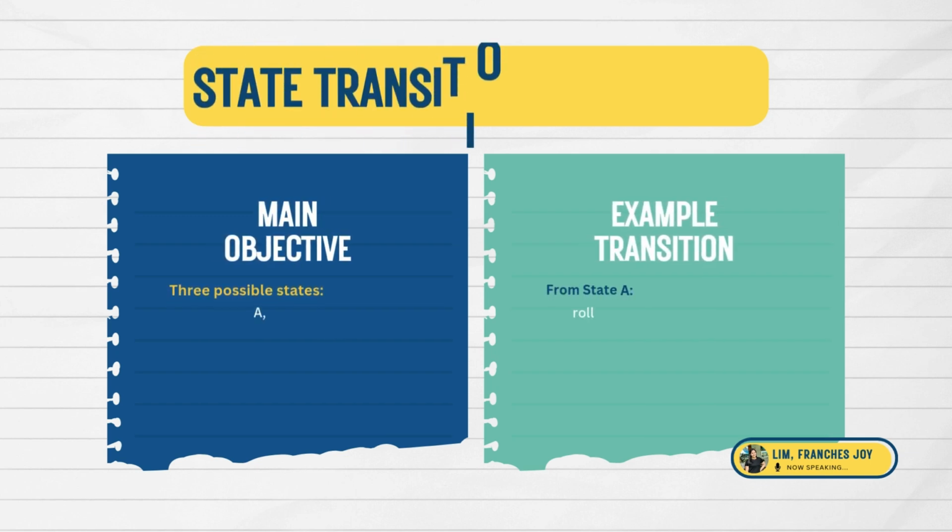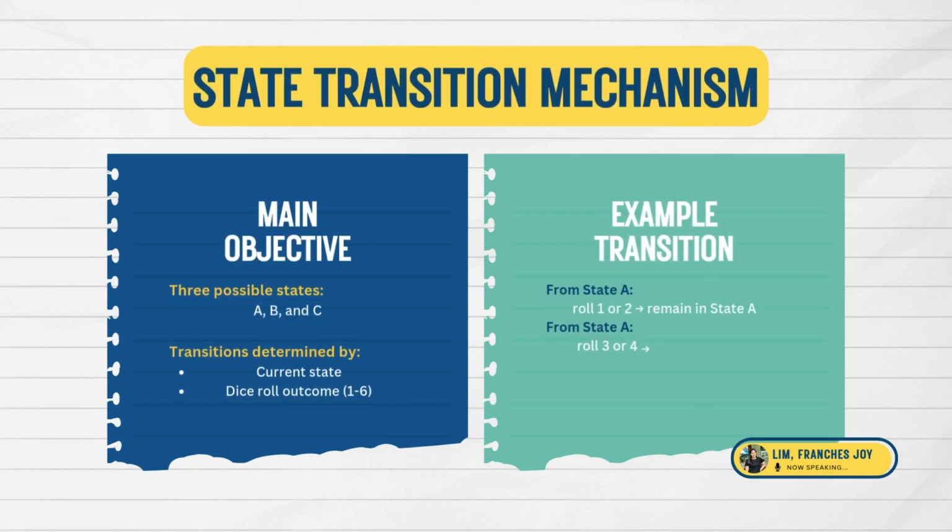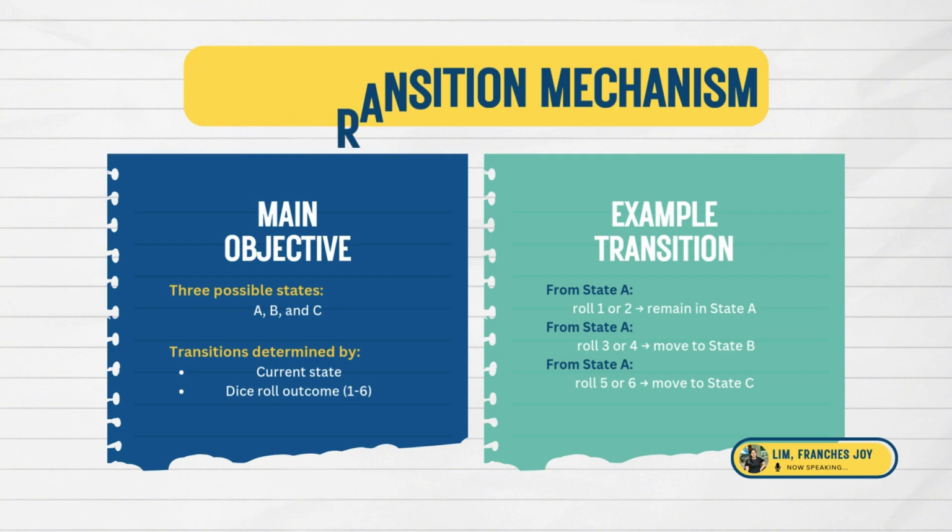So now for our state transition mechanism, our system moves between 3 possible states, A, B, and C, with transitions governed by both the current state and the outcome of a dice roll. For example, when in state A, rolling a 1 or 2 keeps the system in state A. Rolling a 3 or 4 transitions to state B, while rolling a 5 or 6 moves to state C. Similar rules apply for the other states, creating a stochastic process with interesting behavior patterns.